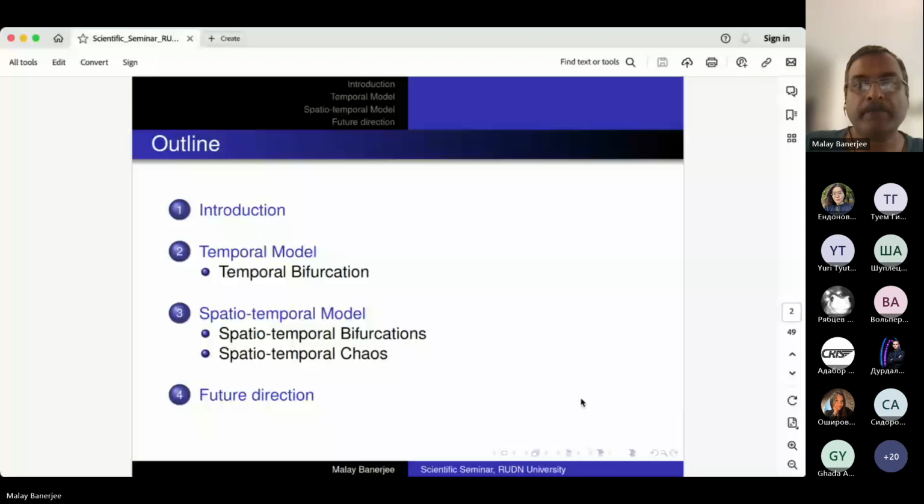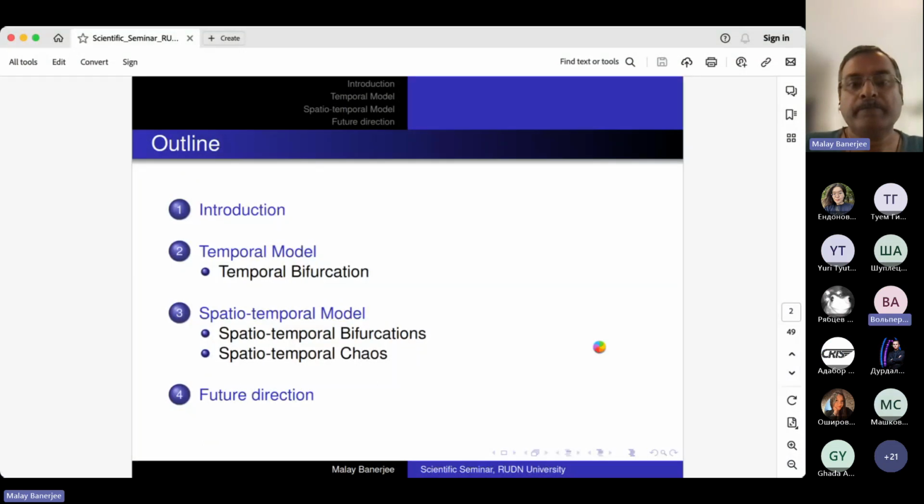Excuse me, Malay, your slides disappeared. Could you please share your screen again? Okay. I don't know what is happening. Maybe some problem here. Yes, now we see the second slide.